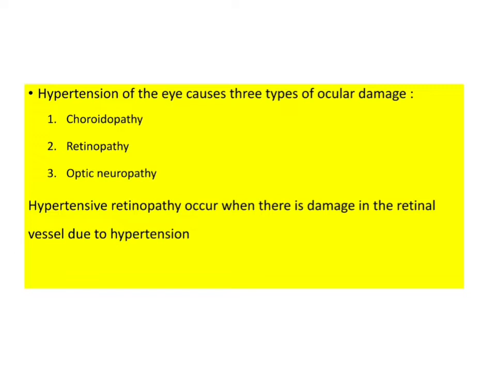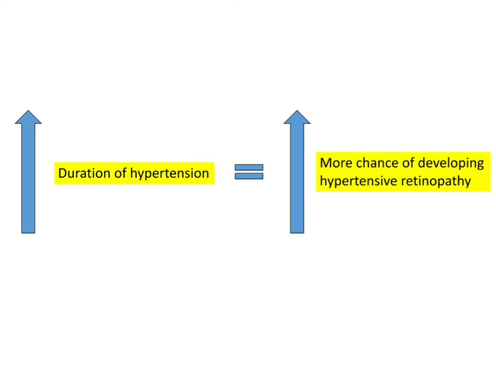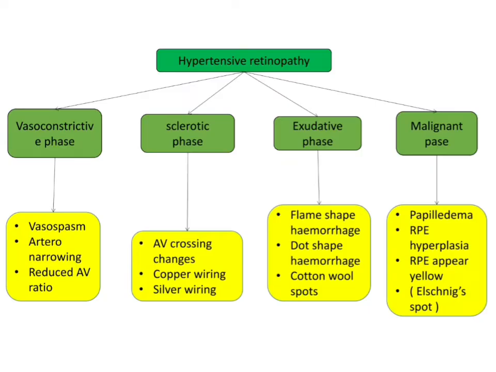Now hypertensive retinopathy occurs when there is damage in the retinal vascular vessel due to hypertension, as I already told. The longer the duration of hypertension in the body, the more chance of developing hypertensive retinopathy. Okay. This is the classification. There are four phases of hypertensive retinopathy. First phase, vasoconstrictive phase. In the vasoconstrictive phase, vasospasm is there, where you will notice arteriolar narrowing and reduced arteriovenous ratio.